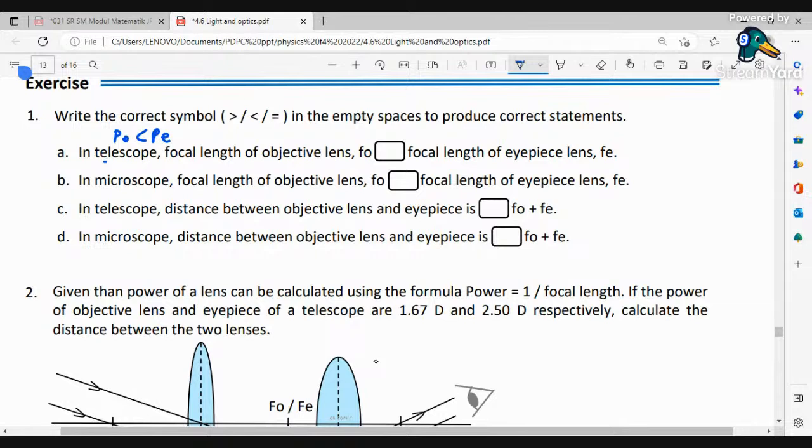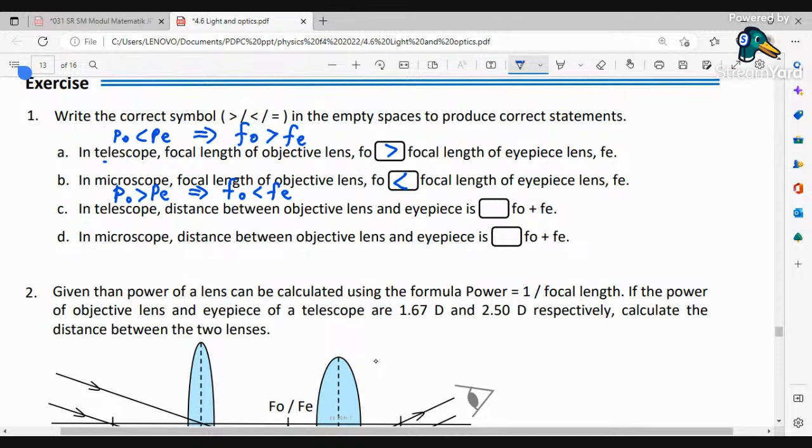Kalau PO less than PE, maksudnya FO is more than FE. Okay, mikroskop tadi dah tengok dia punya O 2, E 1, maksudnya PO more than PE, but FO less than FE. So microscope focal length objective less than FE.